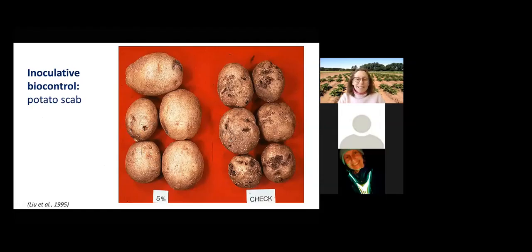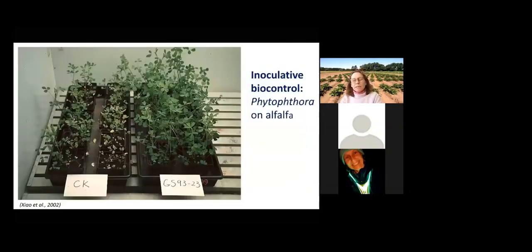The tubers were harvested in September, and we saw dramatic reductions in disease when we inoculated a single isolate from that disease suppressive soil. We've continued for 25 years to do inoculative studies on potato and actually multiple other crops, in particular alfalfa and soybean. And just to illustrate the broad potential of members of this bacterial genus to suppress disease, this is one of our other inoculative studies.